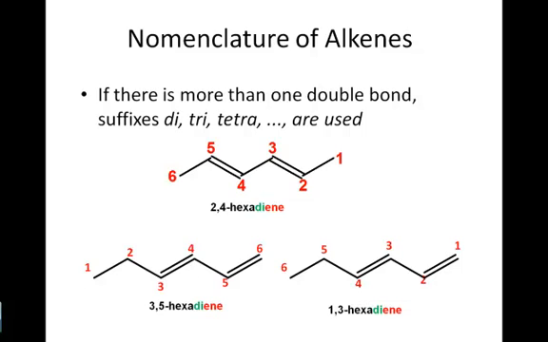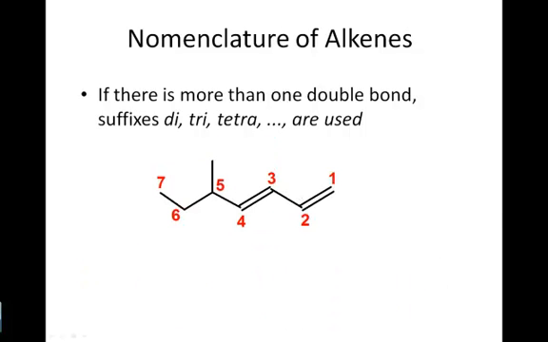But here's a situation where it does make a difference which direction that I number from. Numbering from the left gives us 3,5-hexadiene. Alternatively, if I start from the right, I get 1,3-hexadiene. I'm going to choose the name that gives me the lowest locants for my double bonds. So this is 1,3-hexadiene. Here we have a situation where we have a substituent.